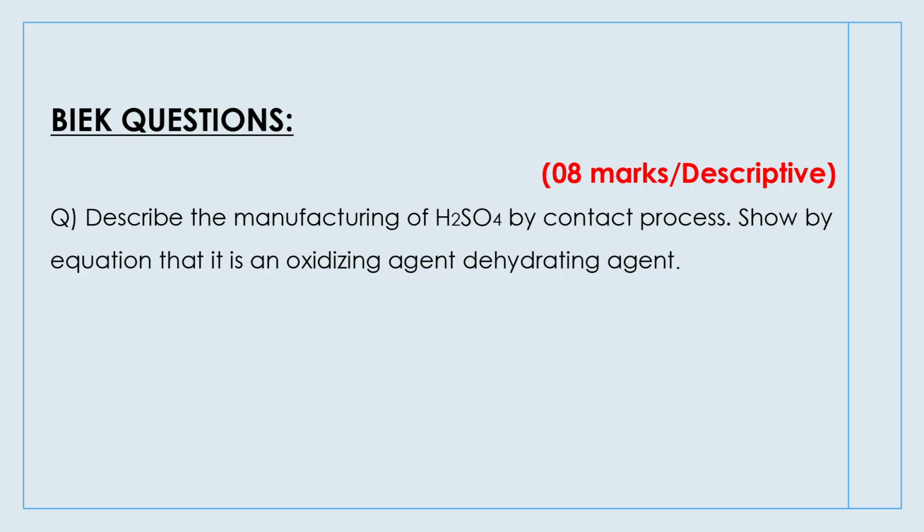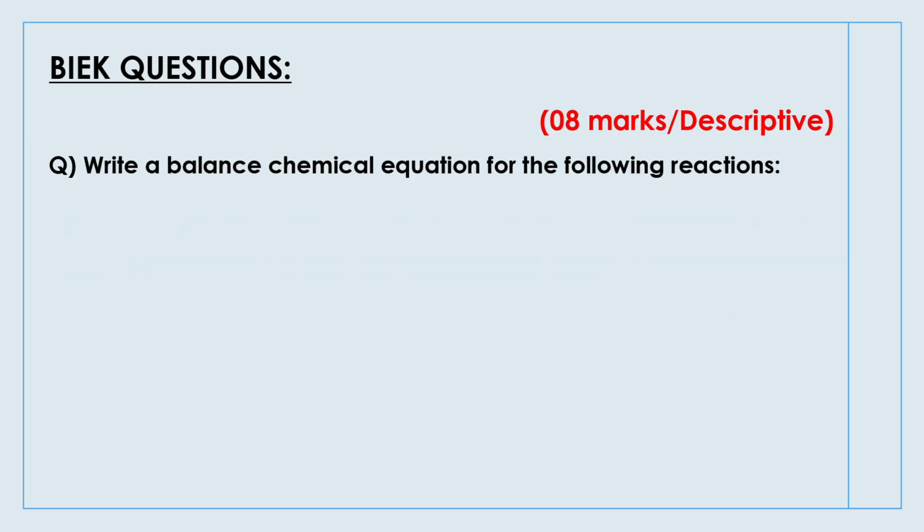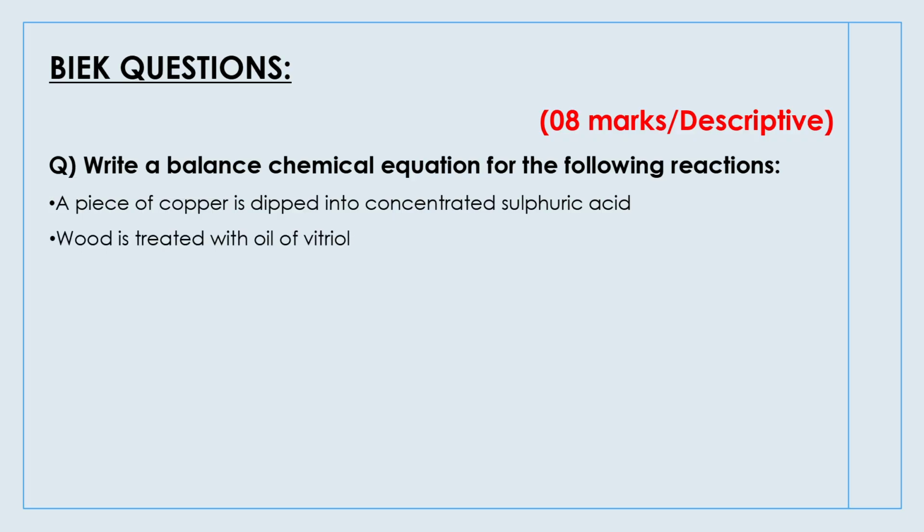One more thing, the equation part you also get in the descriptive. Make sure that the diagram must be drawn. So you get in the inorganic chemistry, as we discussed earlier as well, for the 8 marks descriptive: write a balanced chemical equation for the following reactions, which you get from the chemical properties. A piece of copper is dipped in concentrated sulfuric acid. That means reaction of copper with sulfuric acid. Wood is treated with oil of vitriol. Oil of vitriol means sulfuric acid. So reaction of sulfuric acid with wood, that is the dehydrating agent property.